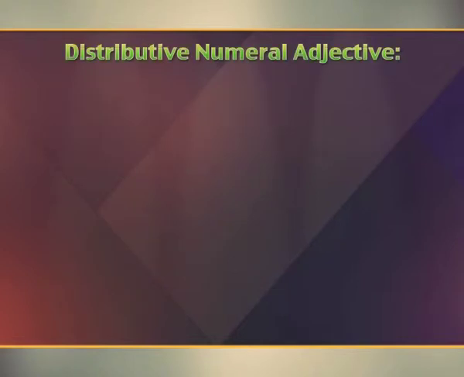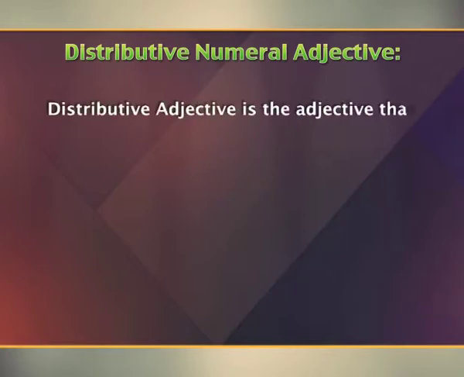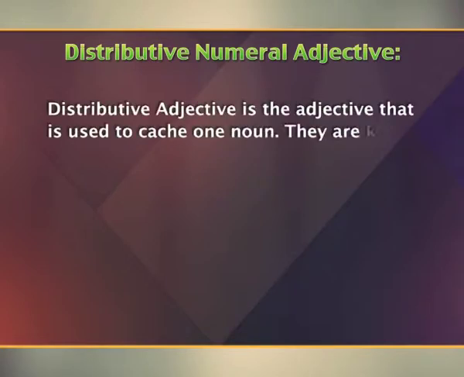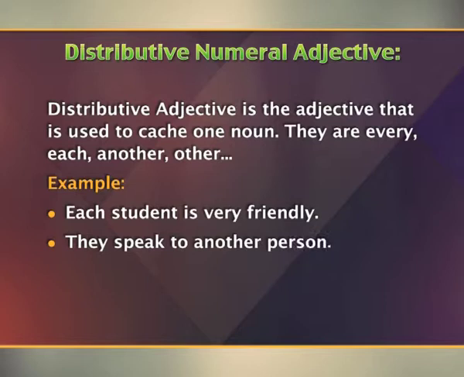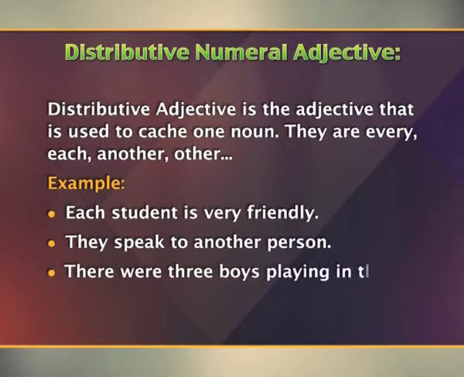Distributive numeral adjective. A distributive adjective is the adjective that is used to refer to one noun at a time. They are every, each, another, other. Example: each student is very friendly. They speak to another person. There are 3 boys playing in the ground.